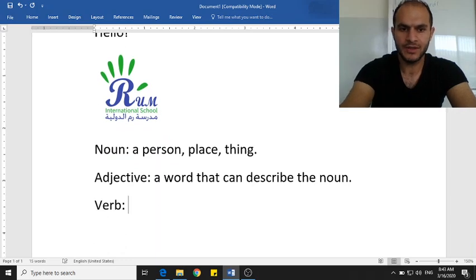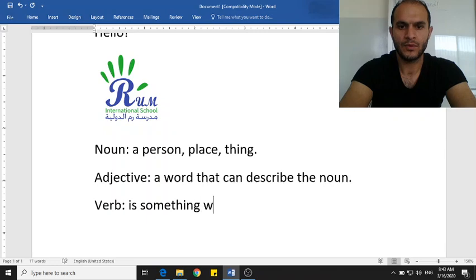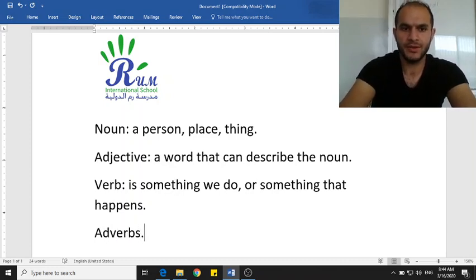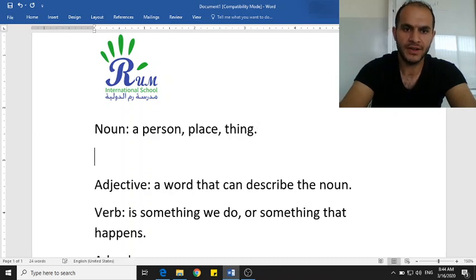And then we had the verb. The verb is something we do or something that happens. And now, today we are going to discuss the adverbs. But before we discuss that, let's give an example of a noun.